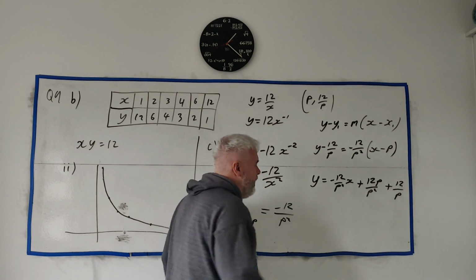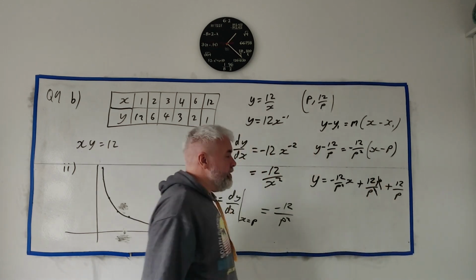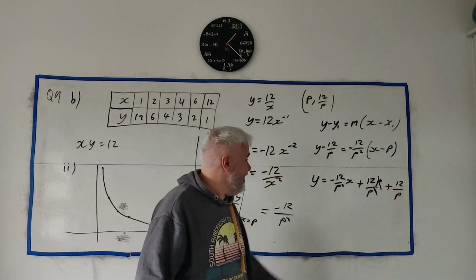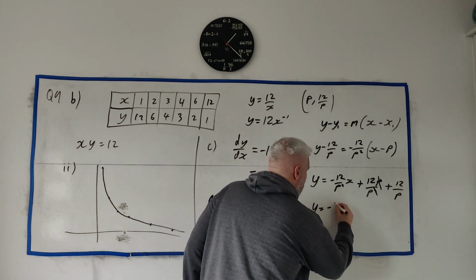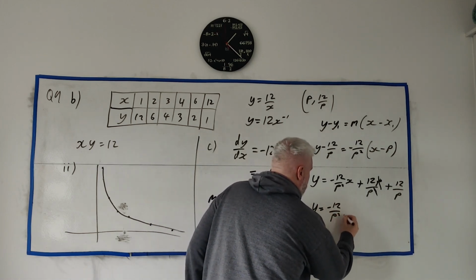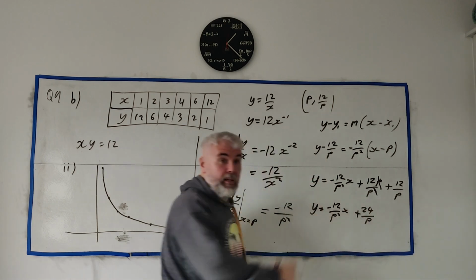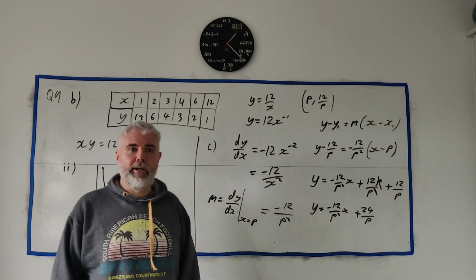This p and p squared, they'd cancel, or partially. The p would go into one of those p's. 12p and another 12p, they just add together. That's 24 p's. And that's exactly what they gave us. Y is equal to minus 12 over p squared x plus 24 over p. That's what they told us it would look like. That's how we do that part.